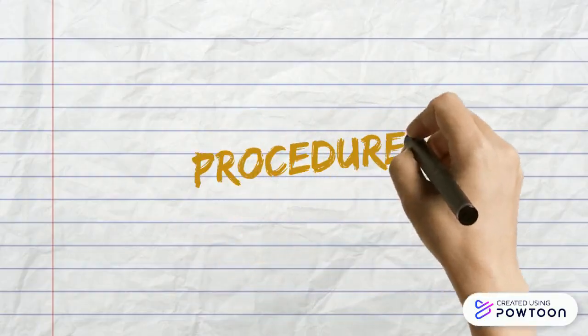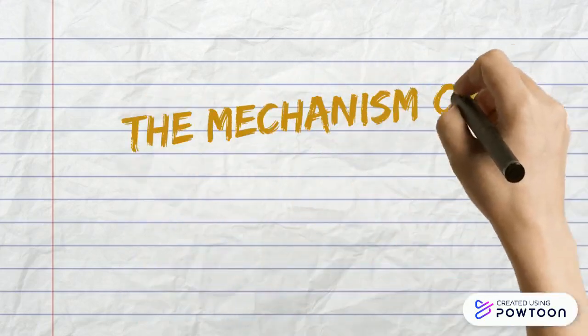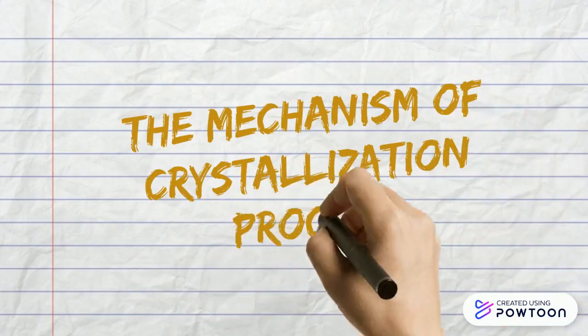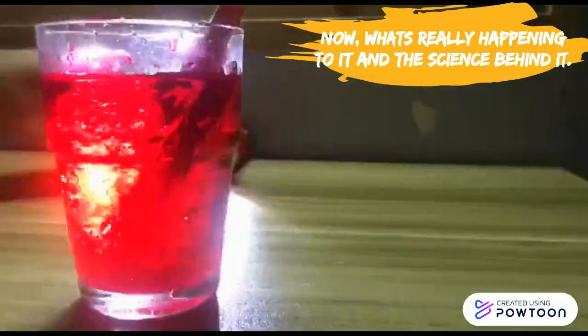Now we move to the procedure and the mechanism of the crystallization process. So, what is the mechanism of the crystallization process? What's happening when you make a rock candy? How does the crystal appear on the popsicle stick? Now, what's really happening to it and the science behind it?